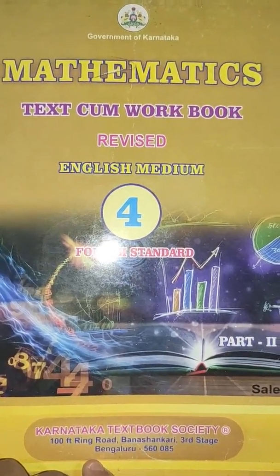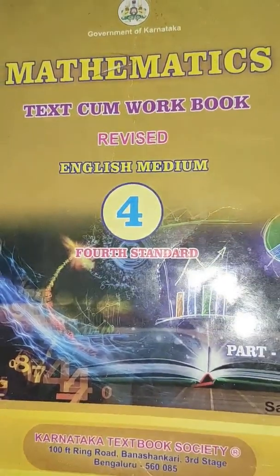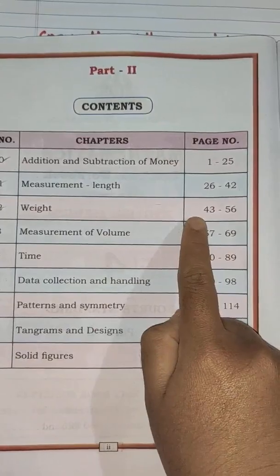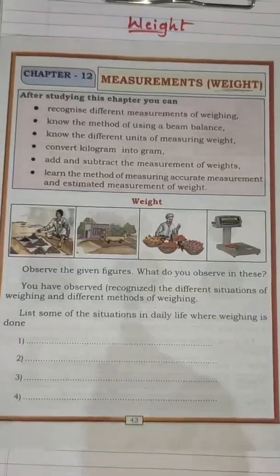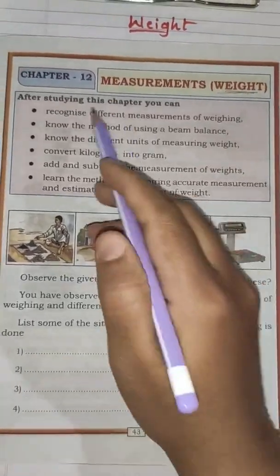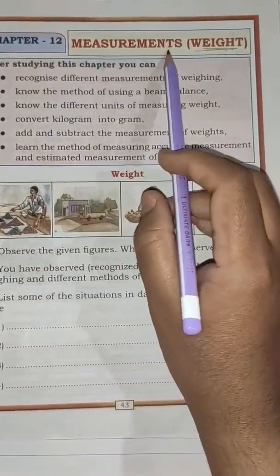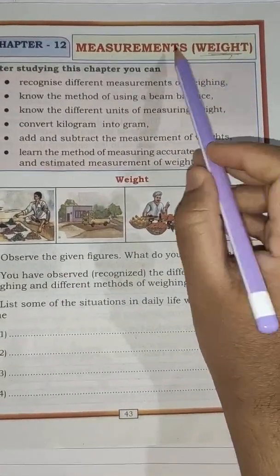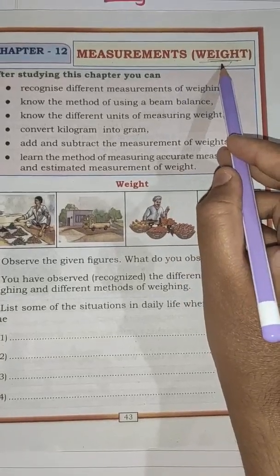Today in this class, we are going to start your new lesson of maths, that is weight. So open page number 43. Page number 43, chapter number 12, measurements, weight. So children, weight is a kind of measurement, isn't it?